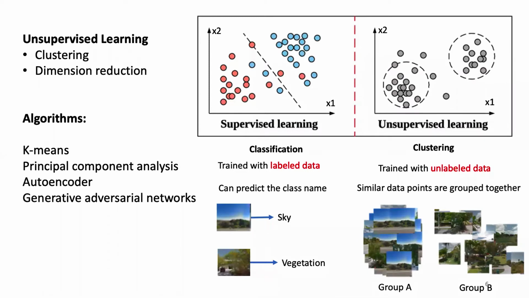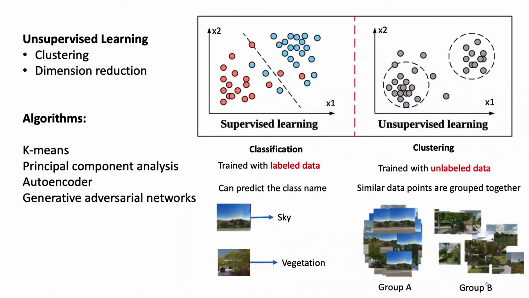Classification is the most popular problem in supervised learning. The counterpart in unsupervised learning is the clustering problem. So we can compare them here to get a sense of the differences between supervised and unsupervised learning. In the classification problem, you have data that is labeled, so you train on this labeled data. While in clustering, you have the data, but the data is not labeled by human beings. In classification, you can predict the class name. For example, you can say, okay, this image is dominated by sky, and that image mostly shows vegetation.